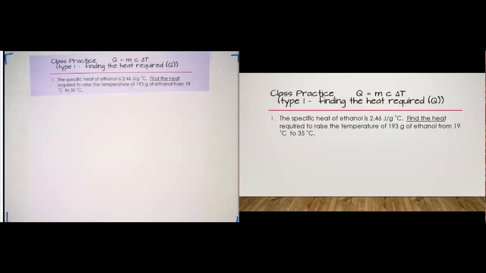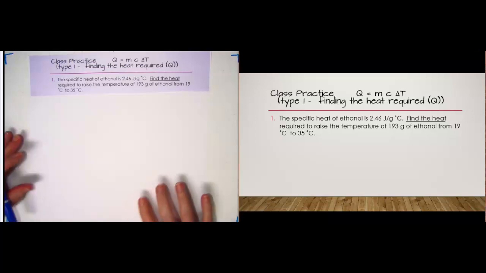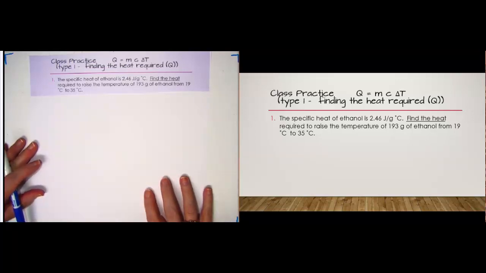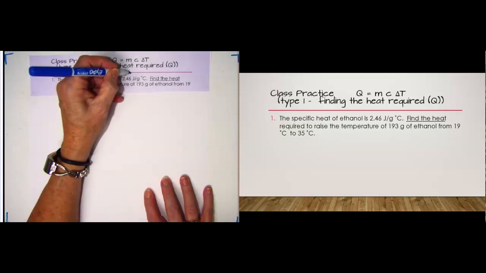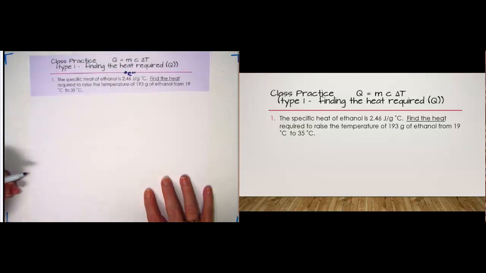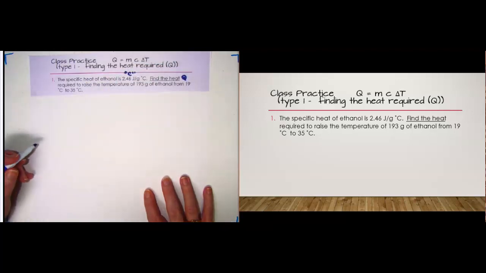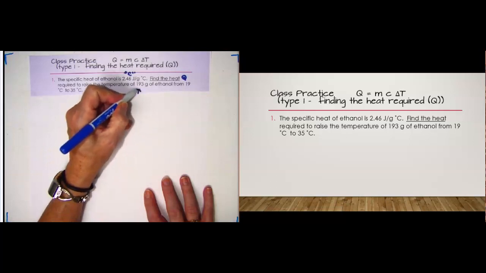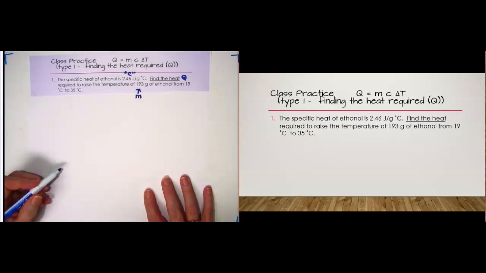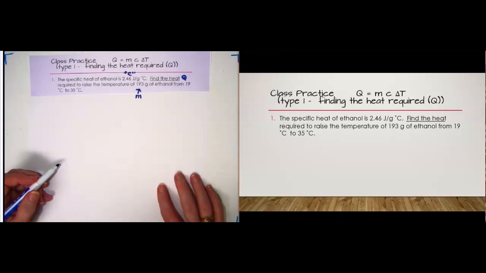Okay, so folks, here's the first practice problem. You'll see it's in both places. It's both on the left and on the right. I'm going to work the problem on the whiteboard right here where my hands you're seeing. The problem reads, the specific heat of ethanol is 2.46 joules per gram degrees Celsius. So this is going to be your C for the problem. Find the heat required. Heat is going to be the Q. To raise the temperature of 193 grams, there's your M. And then you have to raise the temperature from 19 to 35.